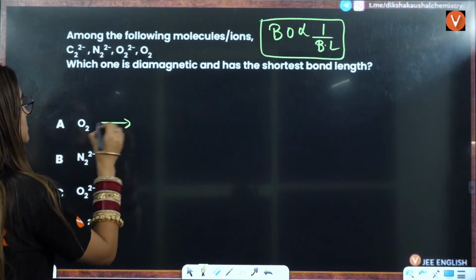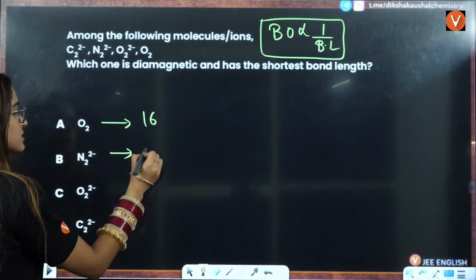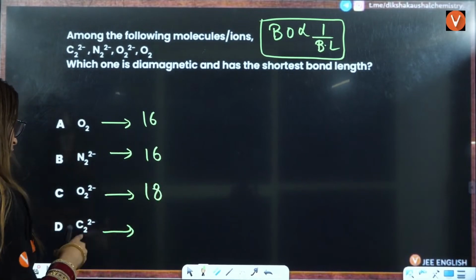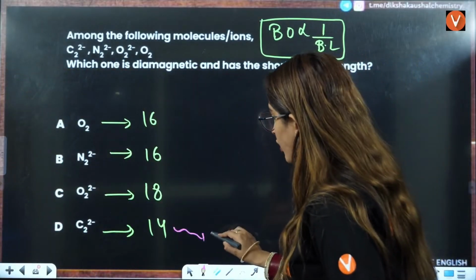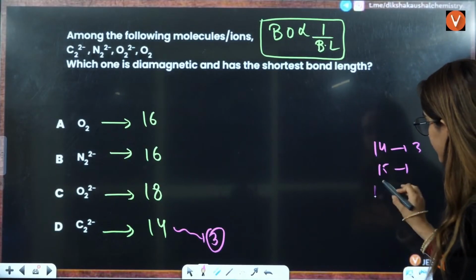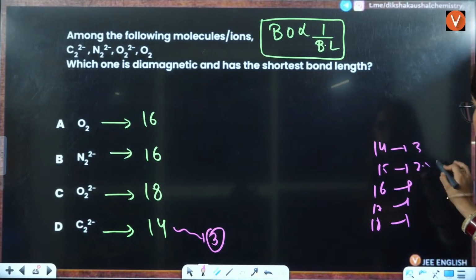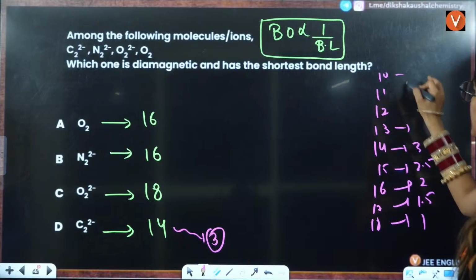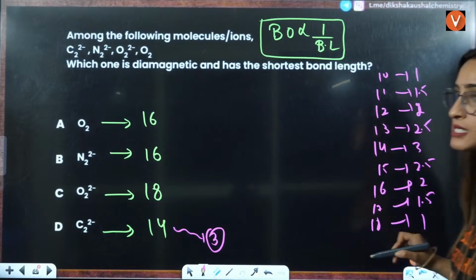If you see, this is 8 plus 2, this is 16. Number of electrons is 16 here as well. Number of electrons is 16 plus 2, 18. Number of electrons is 12 plus 2, that is 14. We know that for 14, the bond order is 3. As you go down, 16, 17, 18, it will decrease by 0.5 each. This is 2.5, 2, 1.5. As you come here, this is 12, 11, 10. This will decrease by 0.5, that is 2, this is 1.5 and this is 1 here.